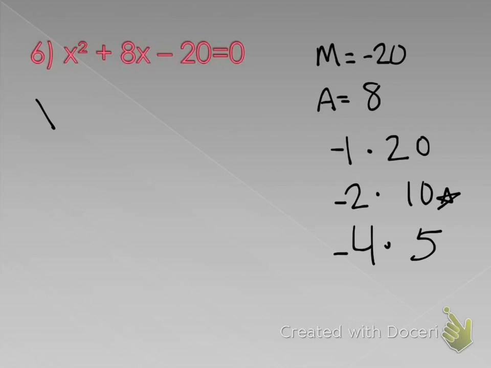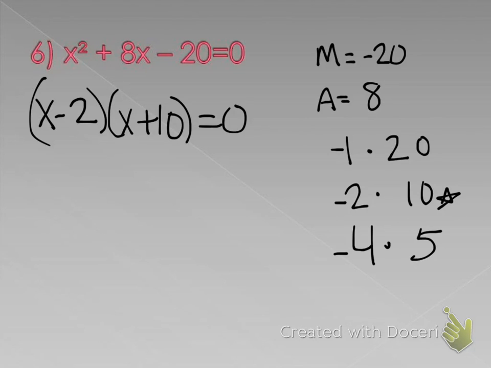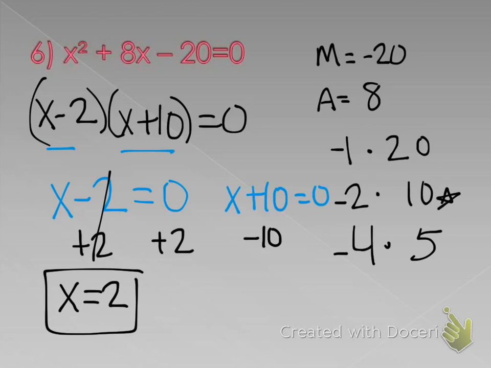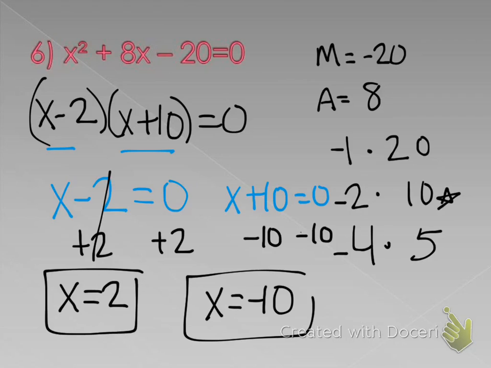So I'm going to do x minus 2, x plus 10 equals 0. Now you can go ahead and use the zero product rule. So x minus 2 equals 0 and x plus 10 equals 0. Add 2 to both sides. X equals 2. Subtract 10 from both sides. X equals -10. Raise your hand if you have a question.